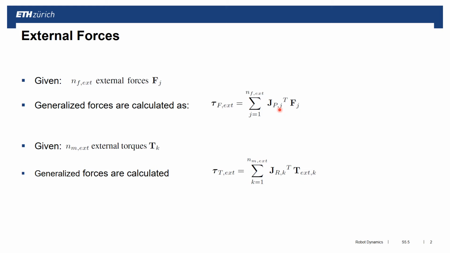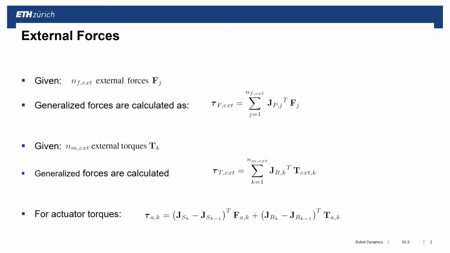For the external torques, instead of the position Jacobian, of course, we need the rotational Jacobian because torques act in rotational direction. But we can then map external torques through the rotational Jacobi transposed, again into generalized joint space. And there, of course, these taus, whether they're coming from forces or from torques, have the same dimension, they act in the same generalized direction, so they can simply be added up.